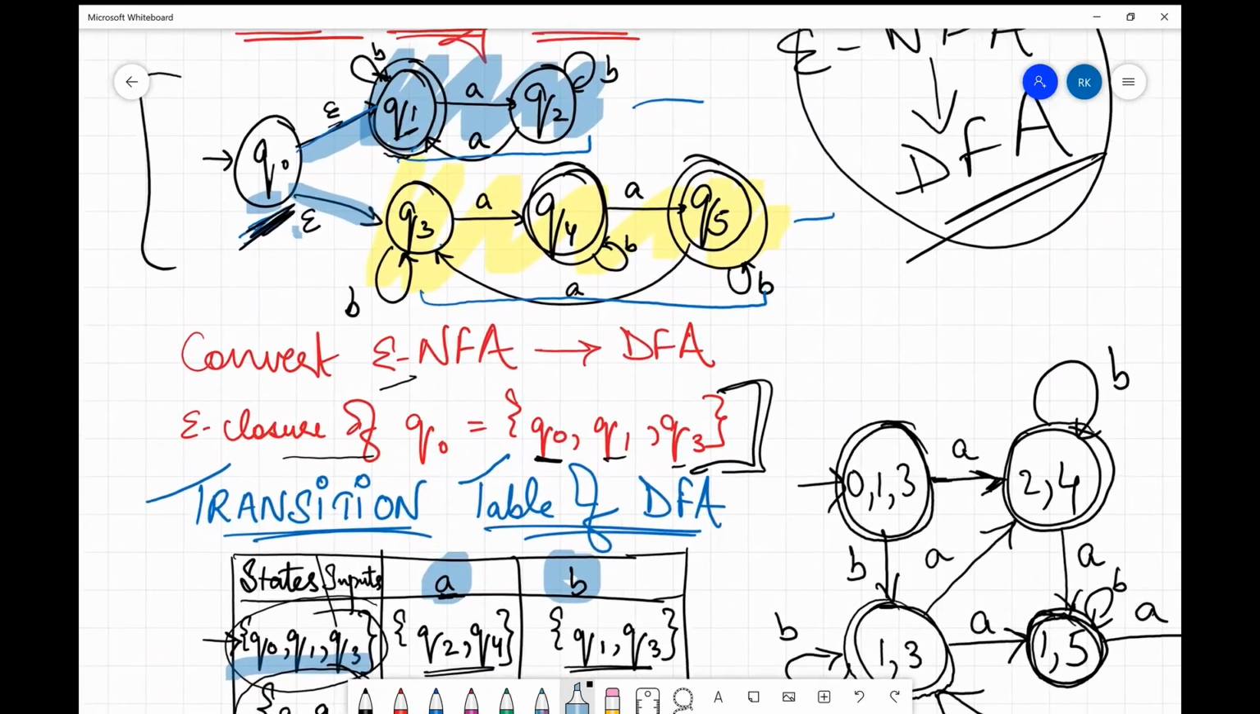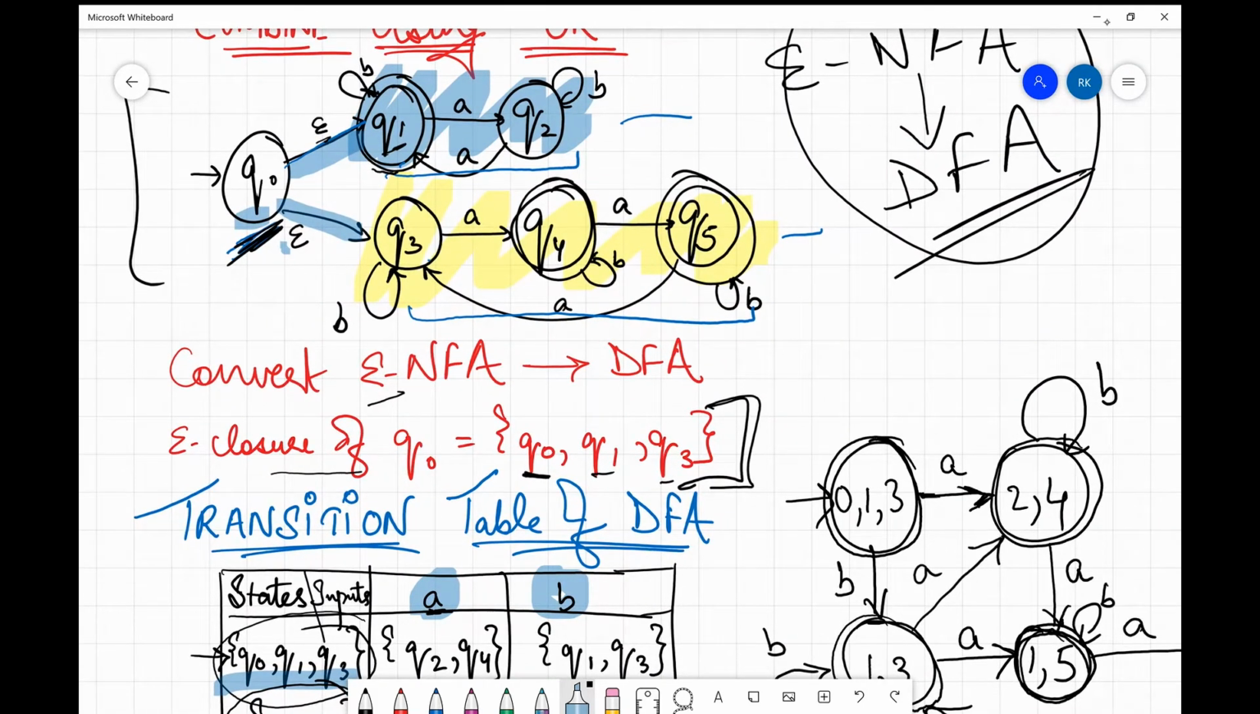When I feed input A in Q naught, what do I get? Nothing, because Q naught only has epsilon transitions. So then I move to Q1. If I give input A to Q1, I reach Q2. So I've written Q2 over here. Then when I give A input to Q3, I reach Q4. Therefore, I've written Q4 over here. So we have checked with Q0, Q1, Q3 all, and we are done with the A input for this.